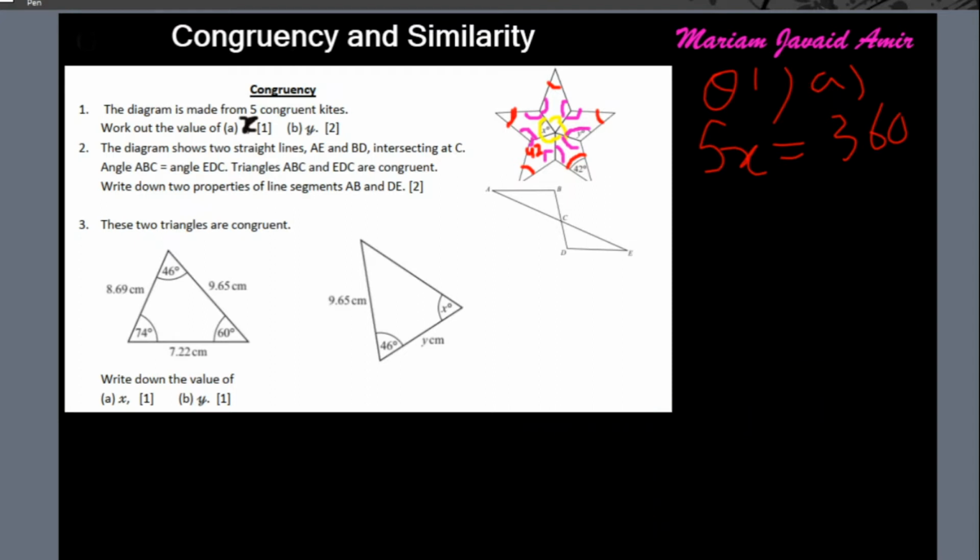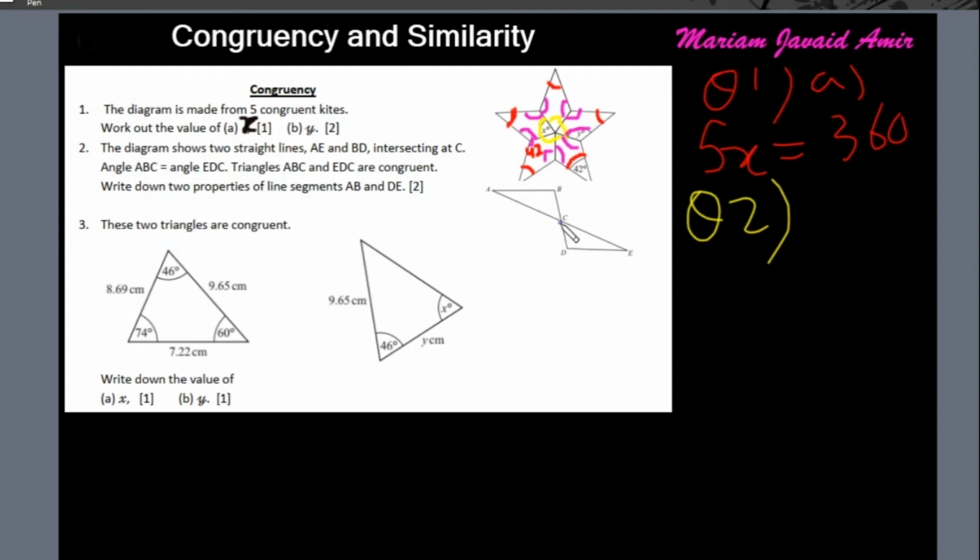Next up is question number 2, in which the diagram shows two straight lines AE and BD intersecting at C. Sorry, it's not angle, it's triangle: triangle ABC equals triangle EDC. So these two triangles are congruent. Write down two properties of line segments AB and DE.